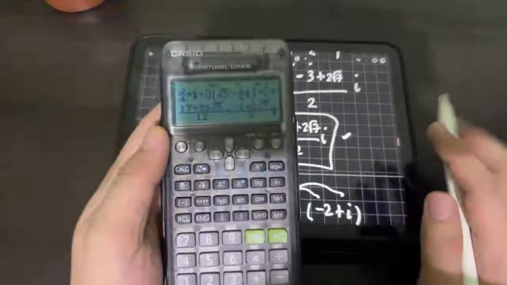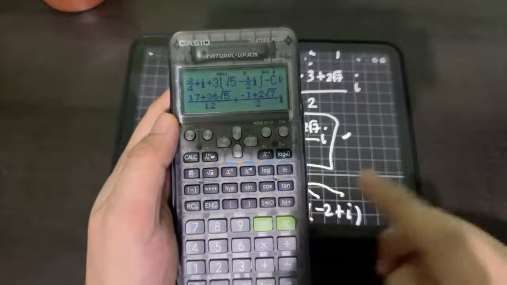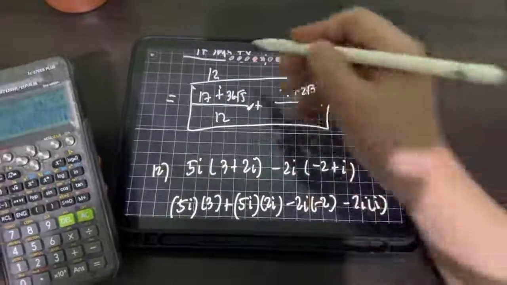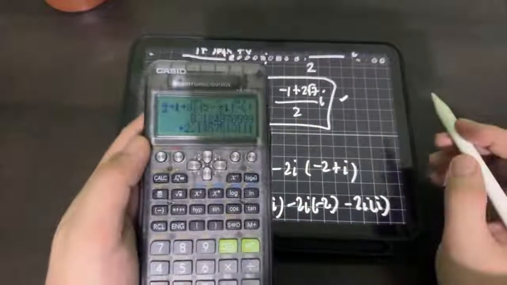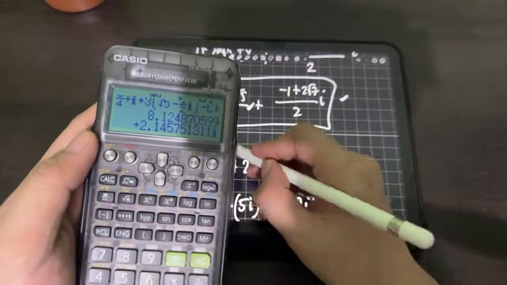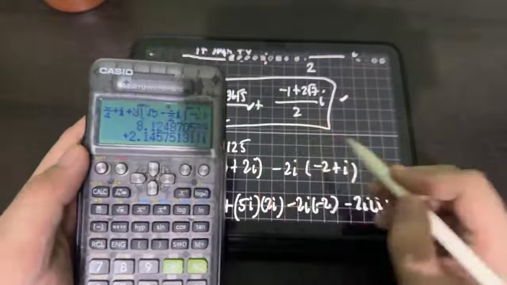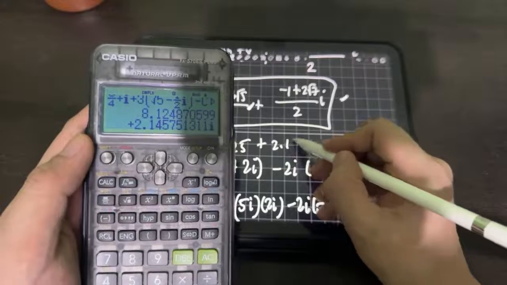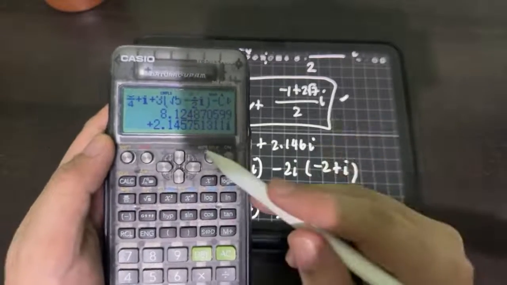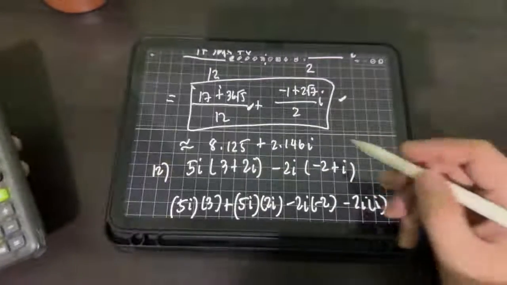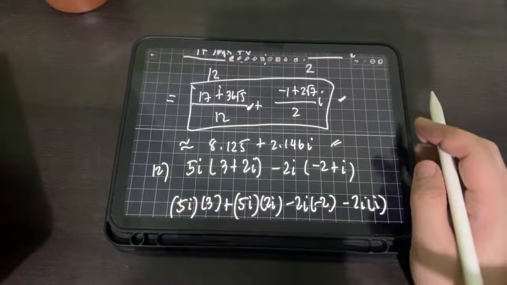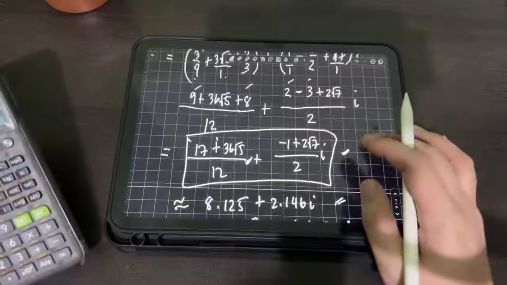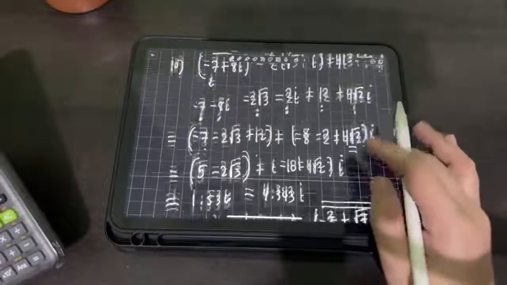You can also convert this into decimal. Just press this button. So this will be approximately 8.125, again in 3 decimal places, plus 2.146i in 3 decimal places. Okay, so that's just how to check your answer using the calculator, right?